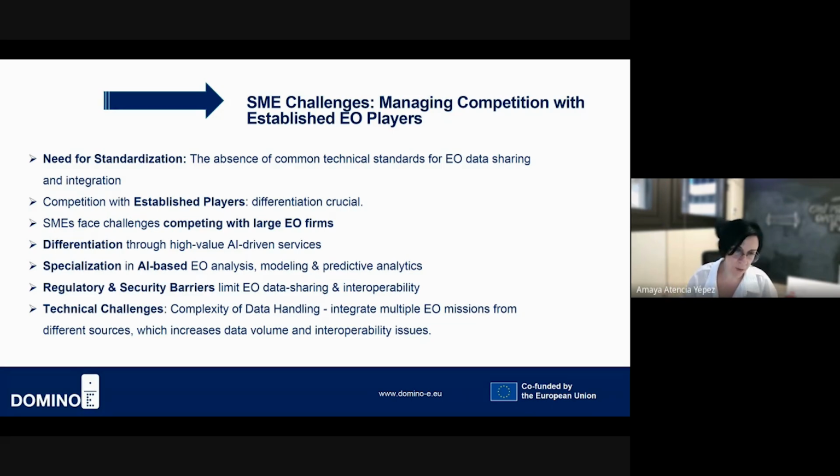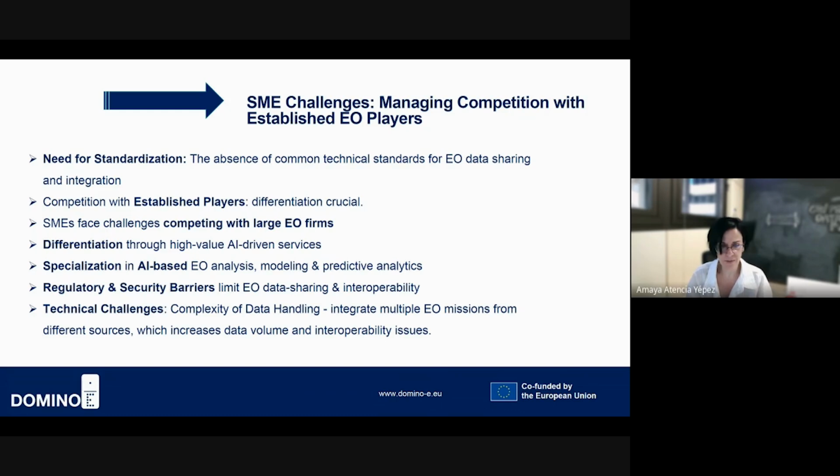So lowering the barriers related to regulatory and security aspects, and accessing an interoperable and federated ecosystem, is very important. It is a challenge that DominoE is trying to achieve.